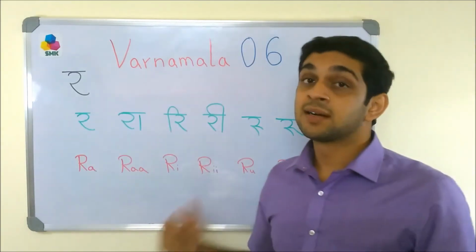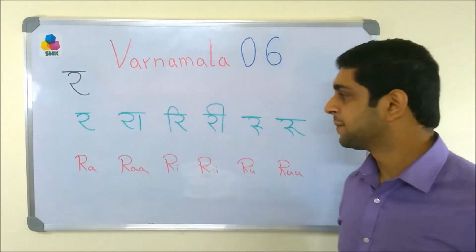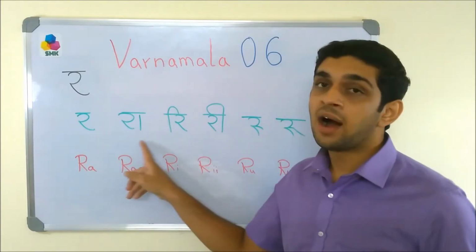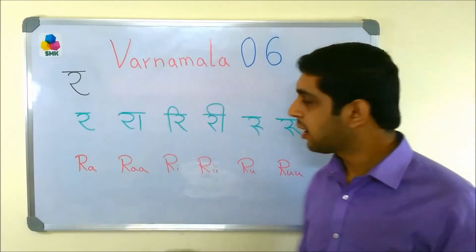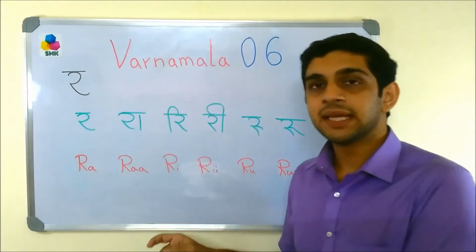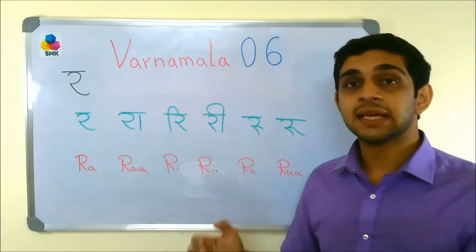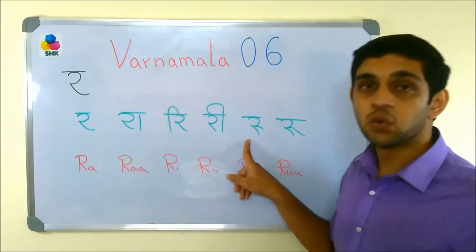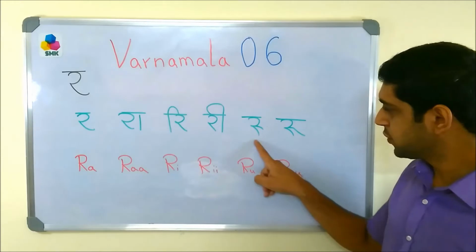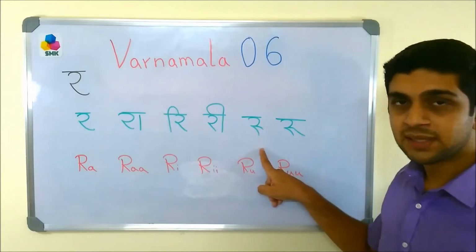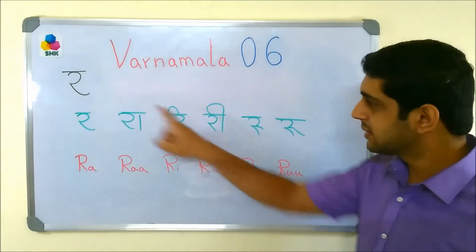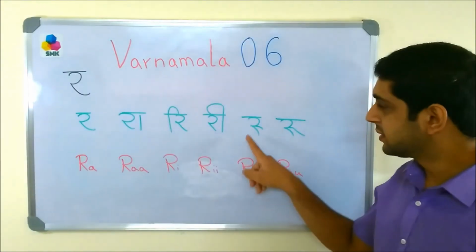So the next alphabet is R, and you have some minor changes here. I'll show you how. R again is R, Ra. R and E, Re. R and U, Ru. But the way you write it, usually we add it here, but this time in R, what we do is we add it here, in the center. This is the smaller one.